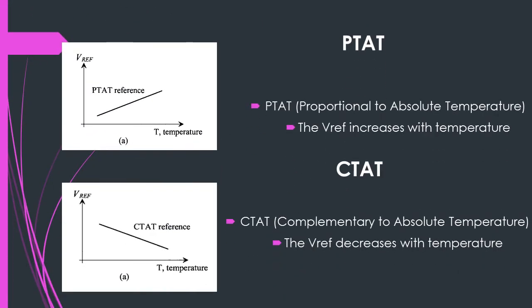For example, if Vref increases with temperature, we say the reference voltage is proportional to absolute temperature, or PTAT. If the reference voltage decreases with increasing temperature, the reference is said to be complementary to absolute temperature, or CTAT. Both PTAT and CTAT references can be used to design a voltage reference that changes very little with temperature, called a band gap reference.